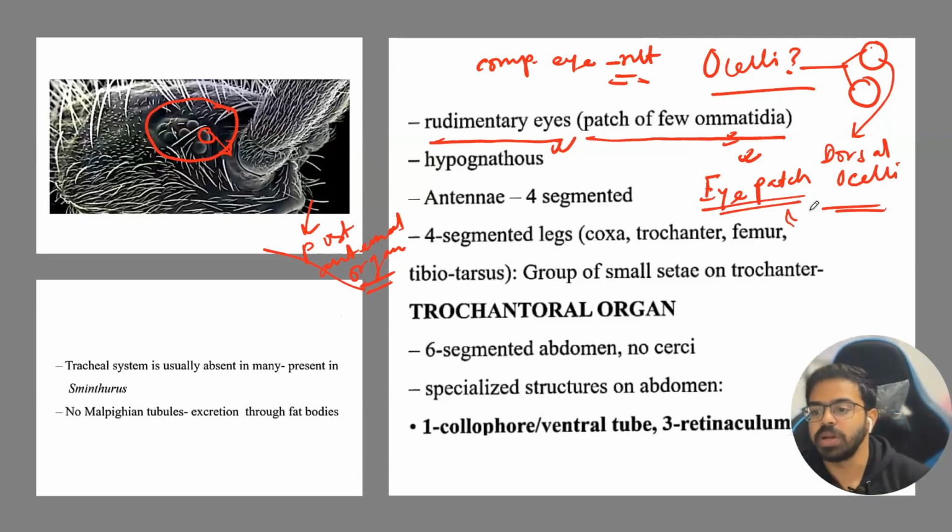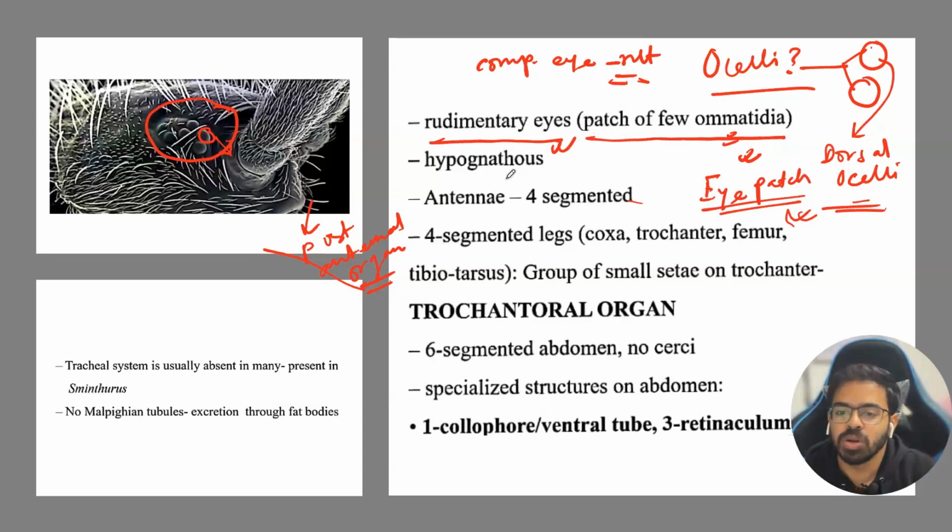Like eye patch, as per your Insecta is concerned, it is eye patch. Eye patch is nothing but the patches of dorsal ocelli. If we see other authorities, they say it is the patch of rudimentary eyes, nothing but a patch of few ommatidia only there, which is nothing but the post-antennal organ. Why? Because it is located just behind the antenna. That is why it is the post-antennal organ. So like this only.